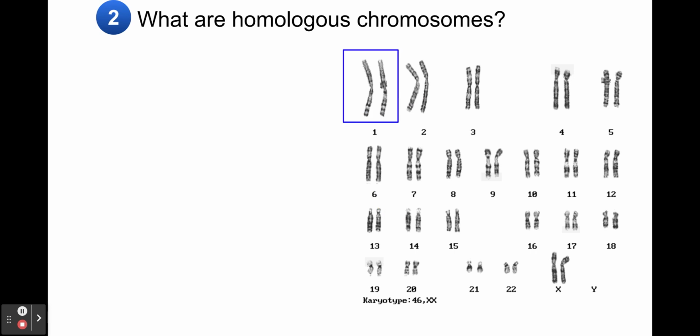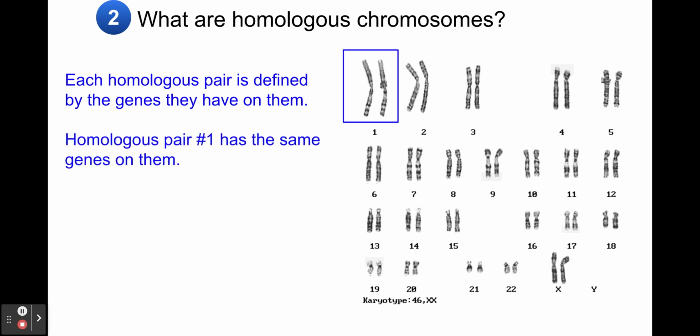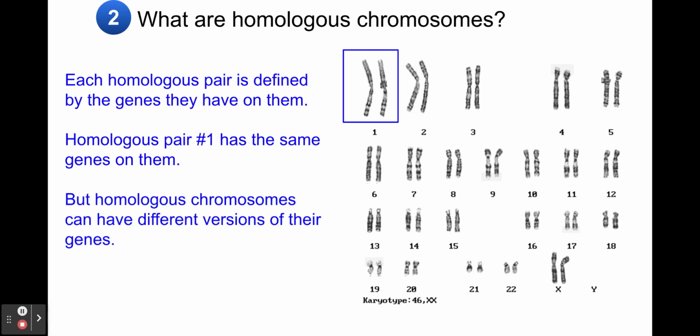If we look at chromosome 1, each homologous pair is defined by the genes that they have on them. By the way, this is in blue. You don't need to write this down unless this is helpful or interesting. Homologous pair number 1 has the same genes on them. Both homologous chromosomes can have different versions of their genes.